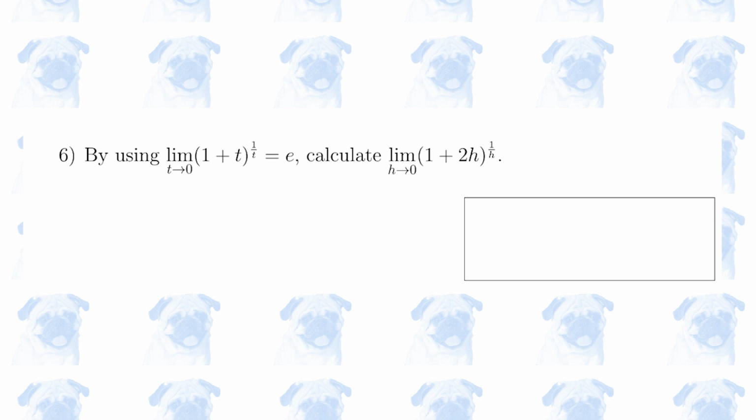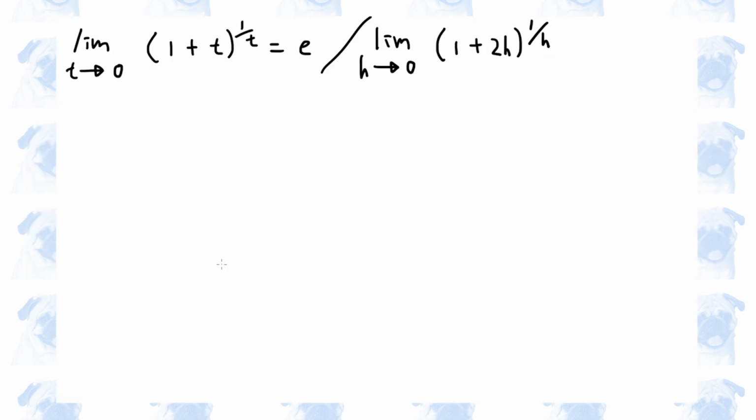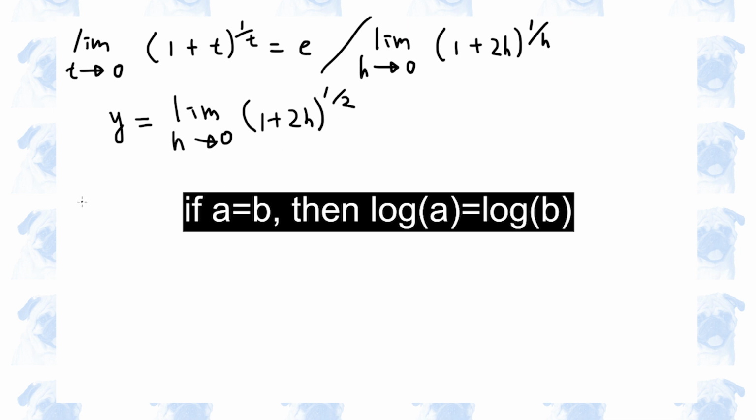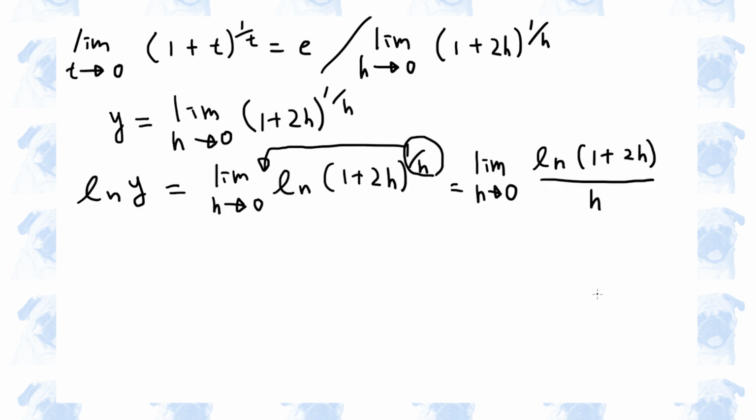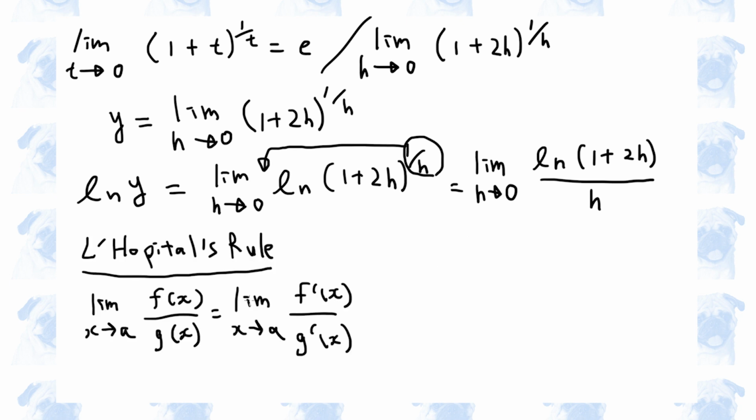Section 1, number 6. So this question specifically says you have to use this expression, but I ended up solving it without using it. So first of all, let y be equal to this expression, and let's take the natural log of both sides. We can move the exponent to the front, and here we can use L'Hopital's rule, which basically says that if we have a function on the numerator and another function on the denominator, we can differentiate them.